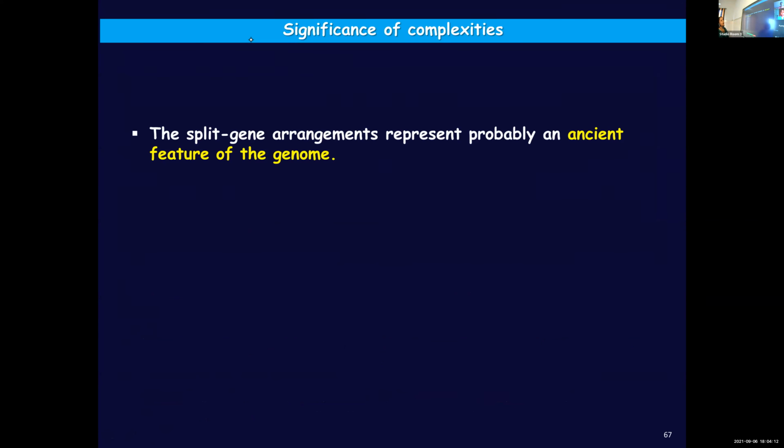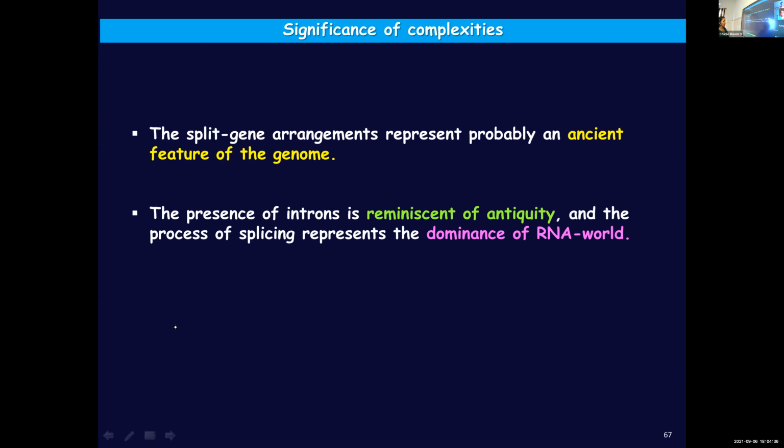The split gene arrangements represent probably an ancient feature of genome. What is meant by split gene arrangement? The presence of introns and exons. Both are present. Even though introns are not needed, their presence is also noted. So that split gene arrangement represents an ancient feature of genome. The presence of introns, same sentence from your textbook. The presence of introns is reminiscent of antiquity, and the process of splicing represents the dominance of RNA world.